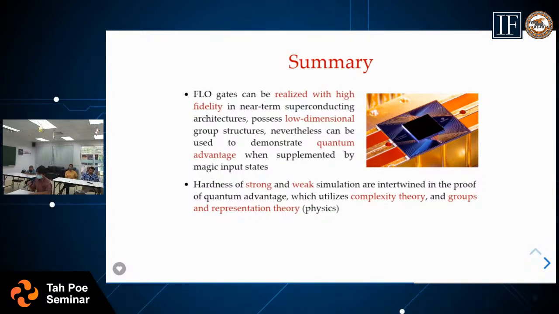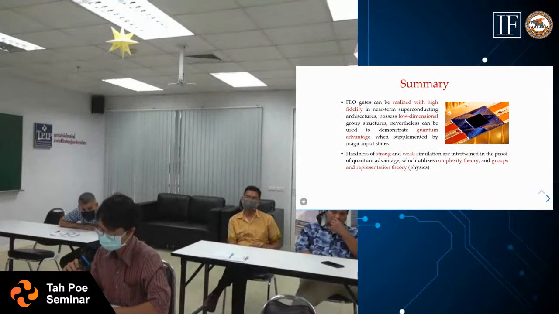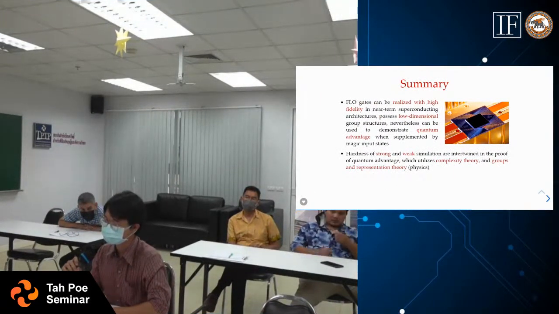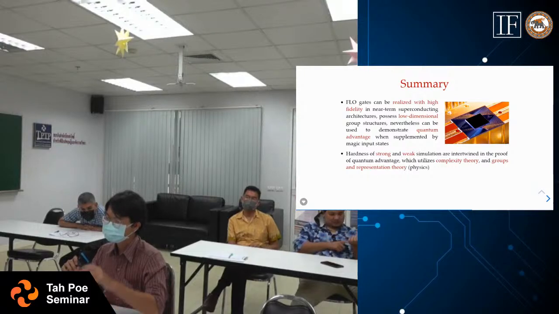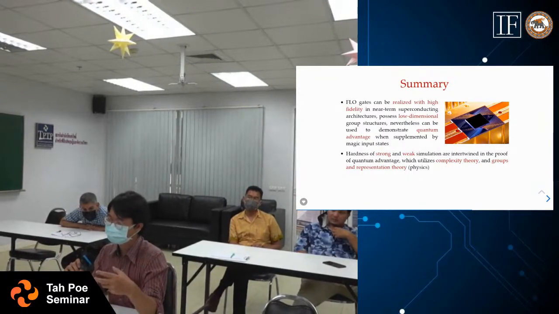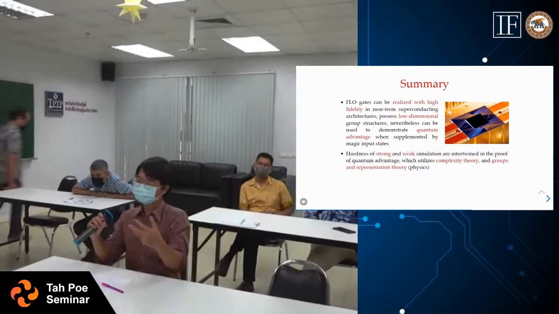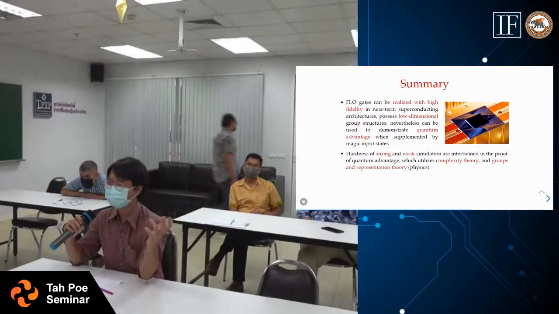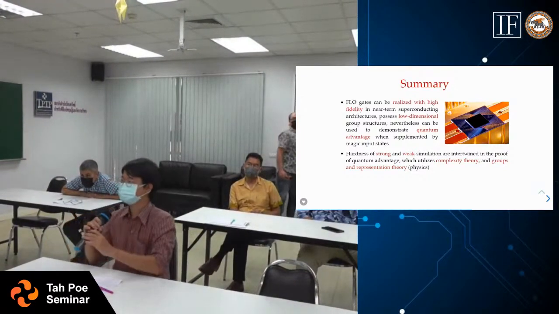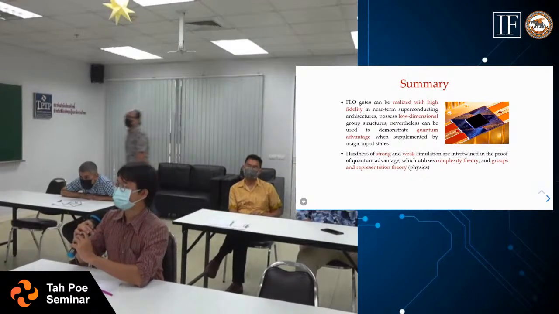I think the name of the topic, fermion linear optics, is really interesting. When talking about optics, we always think about photons, which are bosons. So I don't know how they are related. Oh yeah, this is definitely the wrong naming. It's a misnomer.